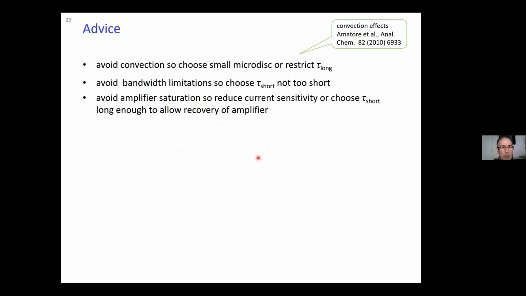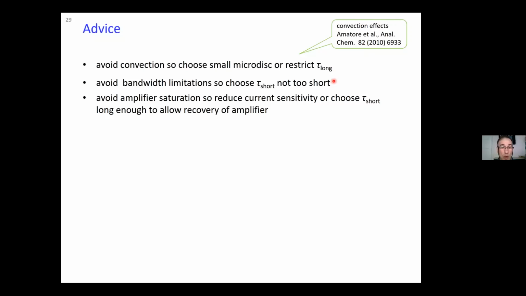So a little bit of advice. You need to be careful that there is no convection. Christian Amatore has published articles showing that even on a microdisc electrode, you can be affected by convection. So make sure that your longest sampling time isn't too long, so that convection doesn't distort your sample current voltammogram.